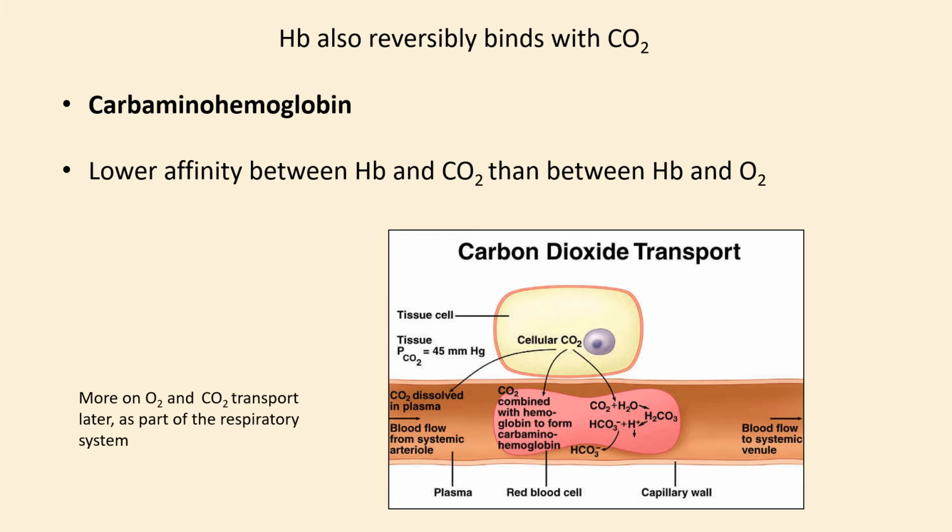Carbaminohemoglobin is hemoglobin that has carbon dioxide associated with it. And that carbon dioxide will dissociate from hemoglobin as that blood passes through your pulmonary capillaries. That carbon dioxide will leave the red blood cell. Carbon dioxide will unload as that blood passes through your pulmonary capillaries.